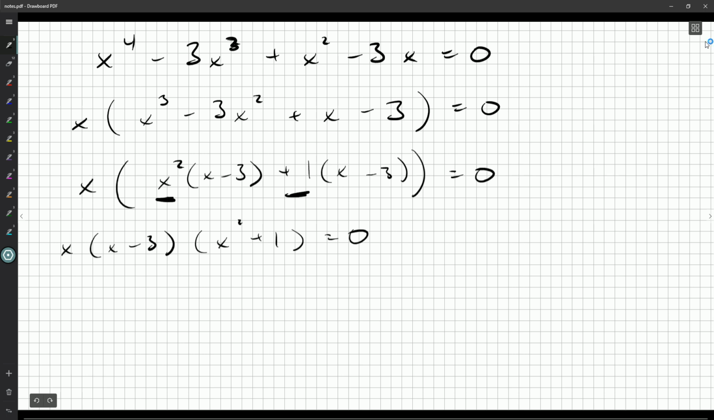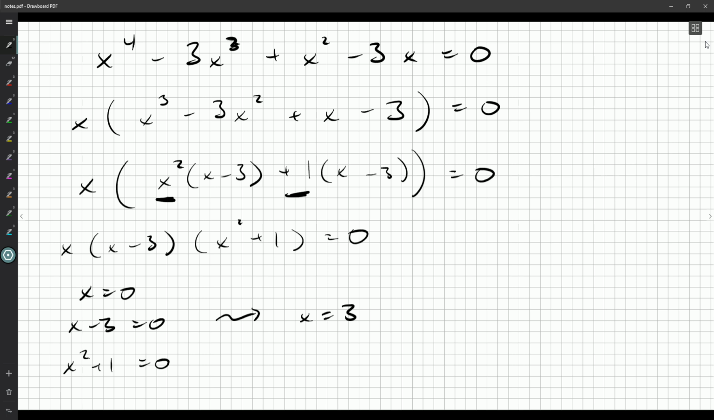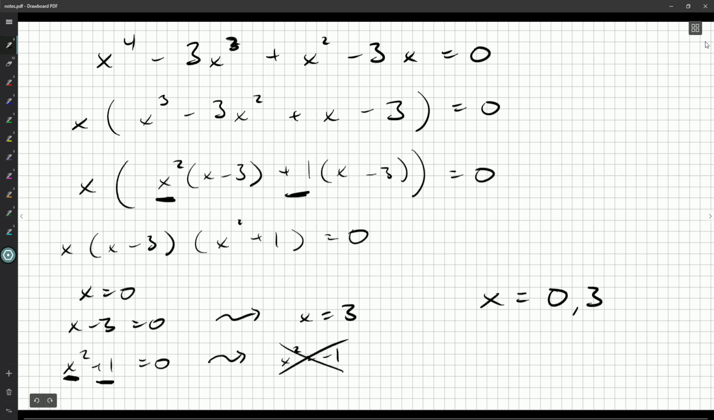Okay? So in order for this expression to be 0, either x is 0, or x minus 3 is 0, but that would really mean that x is 3, or x squared plus 1 is 0. Now here we could try and factor, we could try and use the quadratic formula, or experience might tell us that squares are never negative, but in order for x squared plus 1 to be 0, x squared would have to be minus 1. Right? Try and solve this, you'll have to have x squared as minus 1, and that doesn't happen, at least not for real numbers. So the only answers here are going to be x is 0 or x is 3.